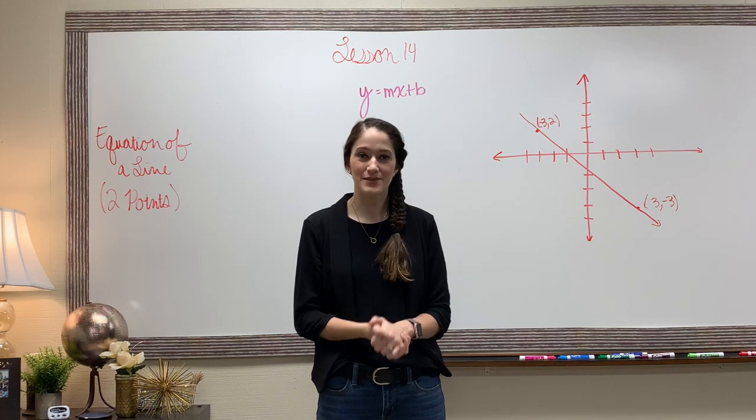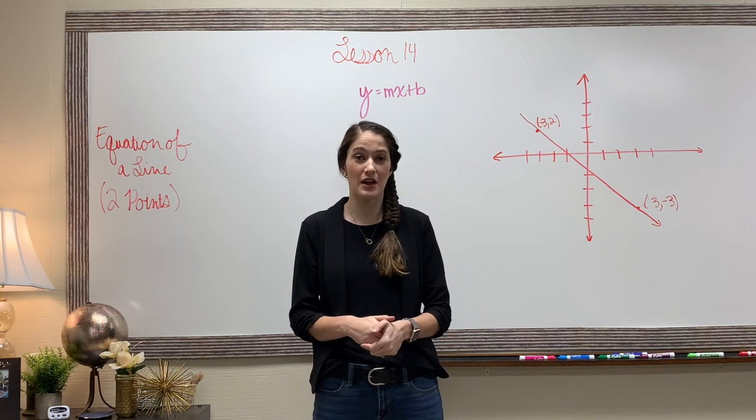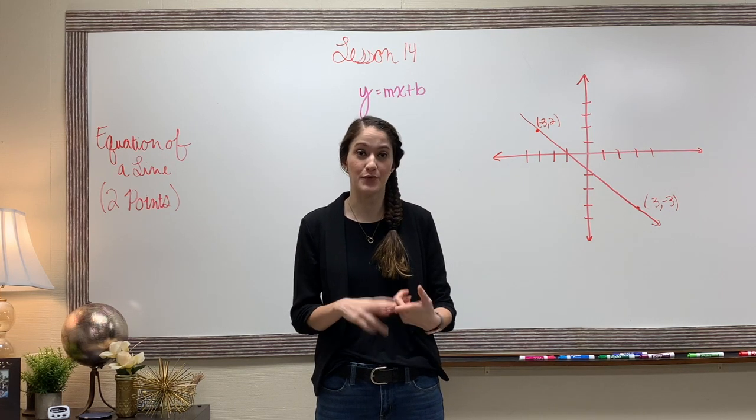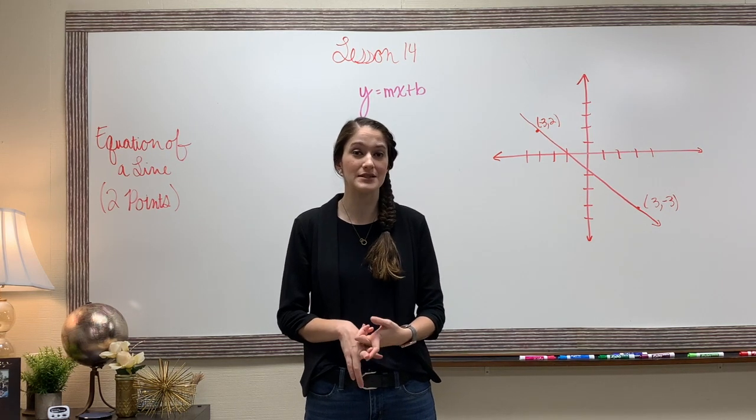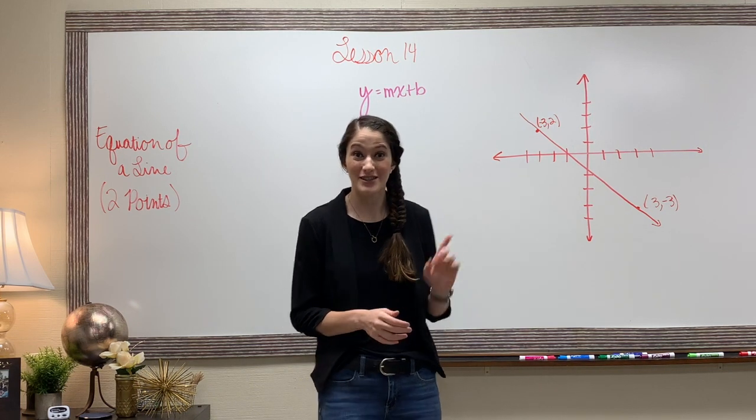Right, welcome to lesson 14 for Algebra 2. Today we're going to be talking about finding the equation of a line under two different circumstances. The first one is when they give us 2 points, and the second circumstance is when they give us 1 point and the slope. So let's get started.